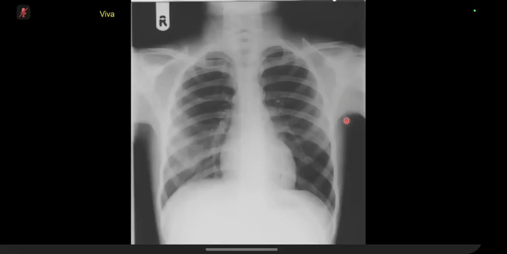All right. Okay. So they're open. So in a child, I'll be concerned about metastases, such as a neuroblastoma. Metastases can present like this. It can also be Ewing sarcoma of the chest.